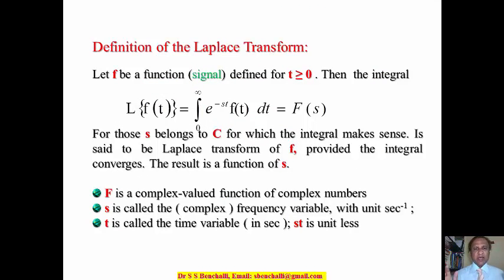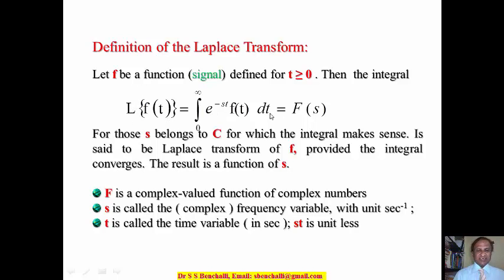Is it clear? Okay, now we have acquired some basic knowledge to define a Laplace transform. Friends, now we are capable of defining the Laplace transform. Let f be a function, sometimes we may call it a signal, defined for t greater than or equal to 0. Then the integral from 0 to infinity of e raised to minus st f of t dt is equal to F of s. Is it clear? Here L is the operator you can apply on f of t.